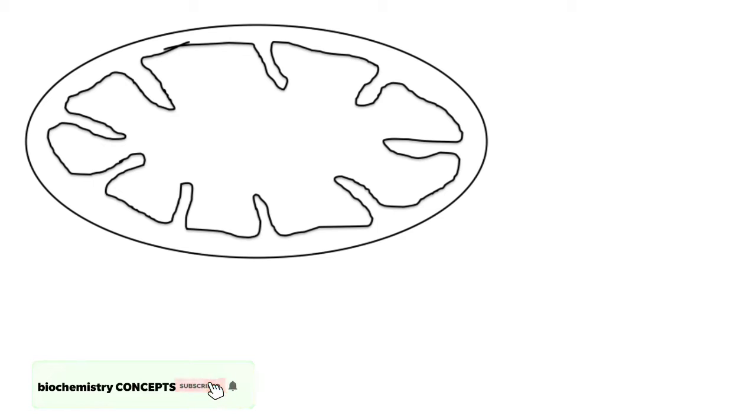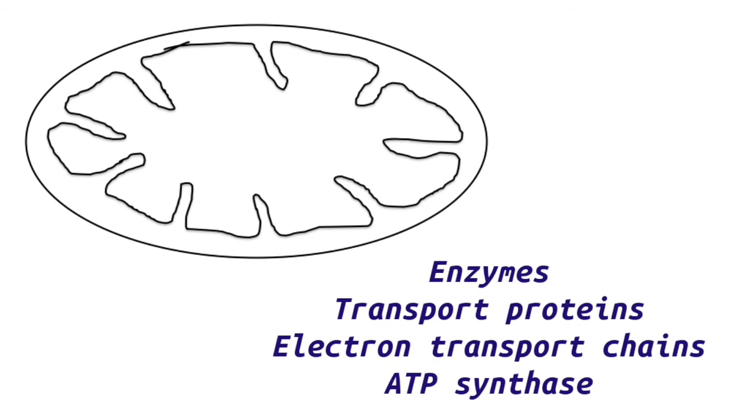Coming to cristae, the inner membrane is rich in proteins. 75% of the inner membrane weight is because of these proteins. It contains a number of protein components such as enzymes, transport proteins, several sets of electron transport chains and the ATP synthesizing system, that is ATP synthase.